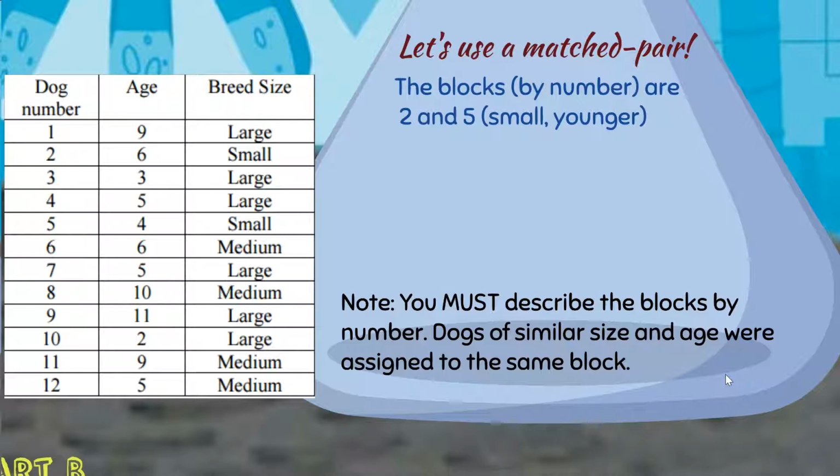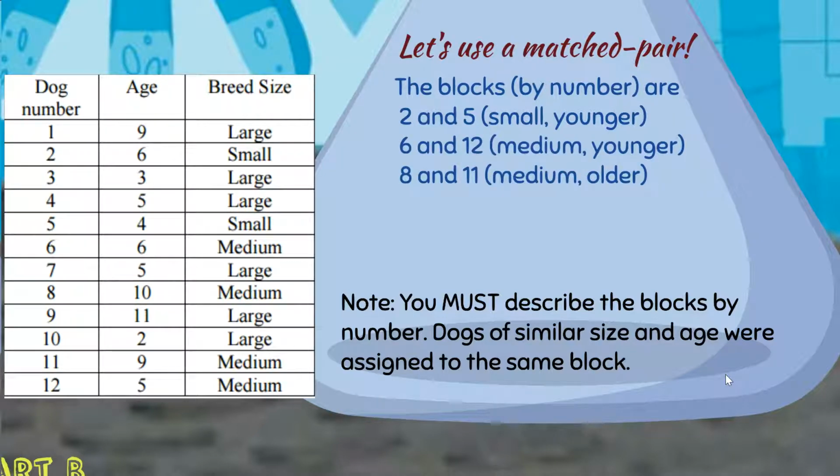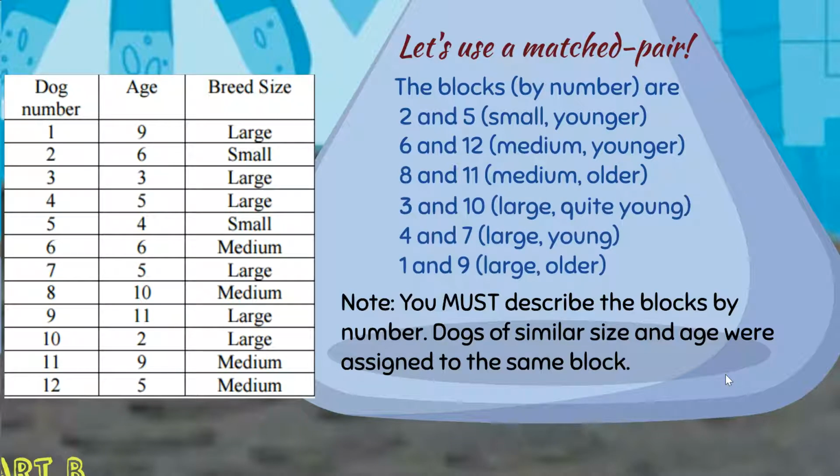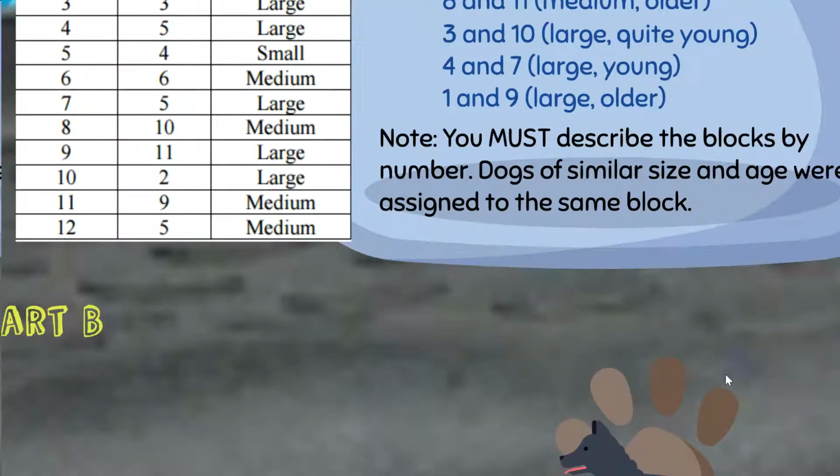The mediums, you have a couple choices, but again, be very careful how you block them. Try to put, again, a medium size, similar in age. So notice dog 6 and dog 12 are both medium and a little younger. Dogs 8 and 11 are still a medium size, but they're the older ones. And then again, do the same thing for that. So notice you got all your blocks. You have 6 of them total.